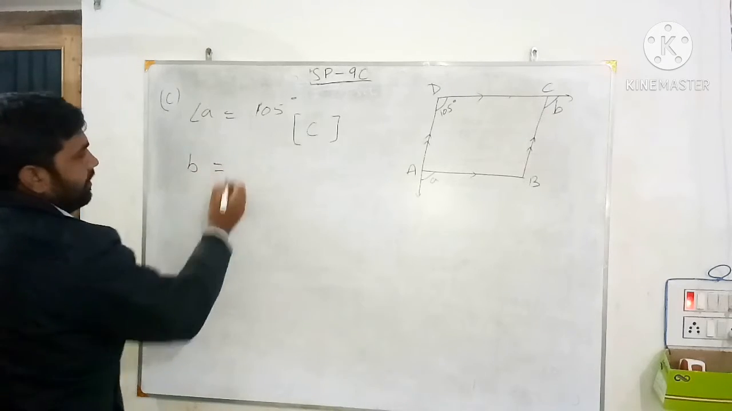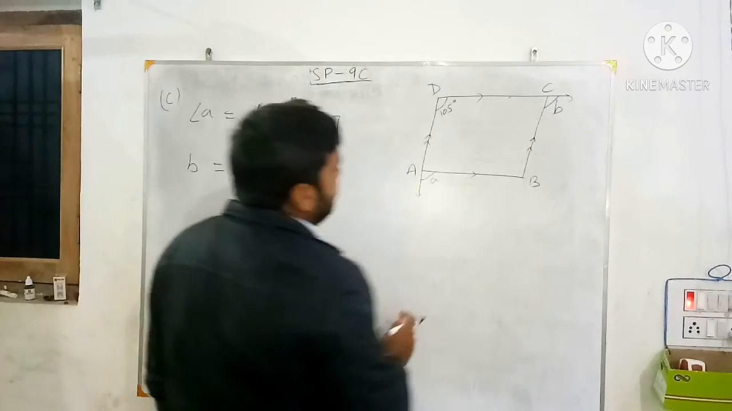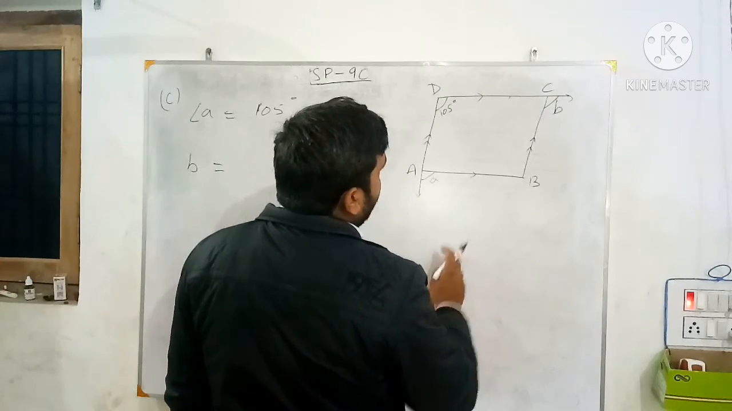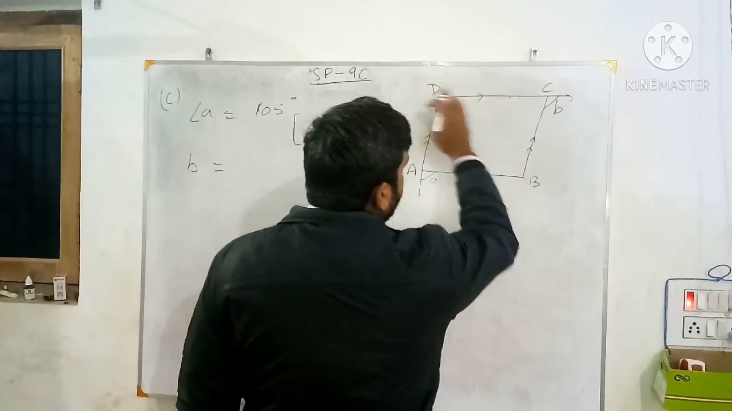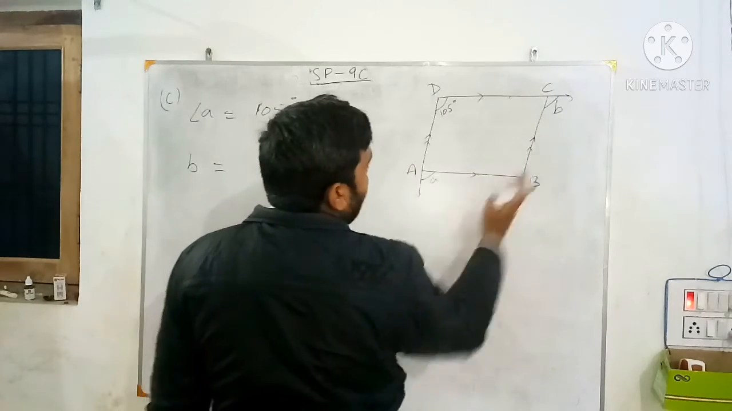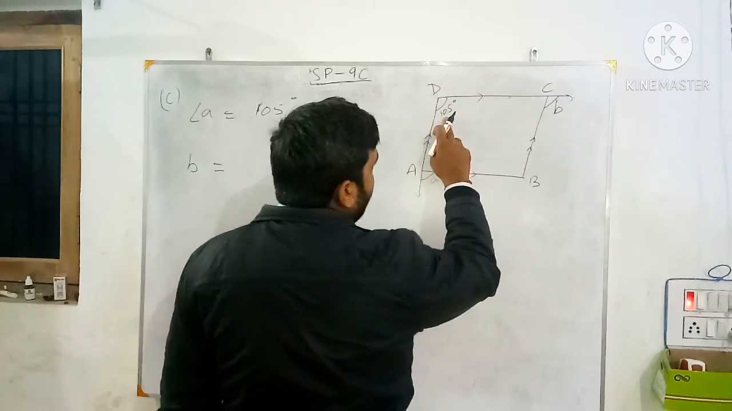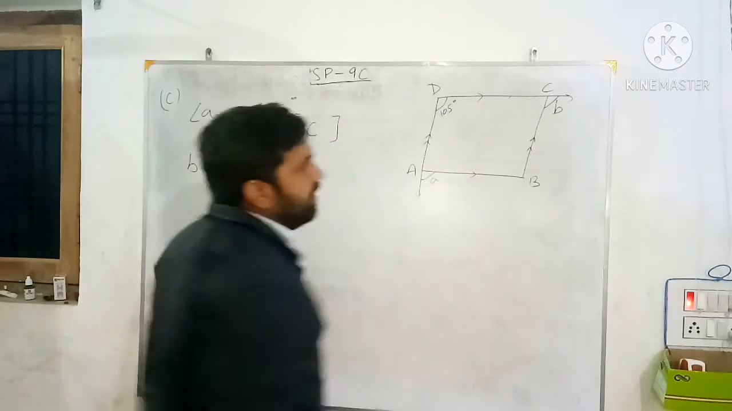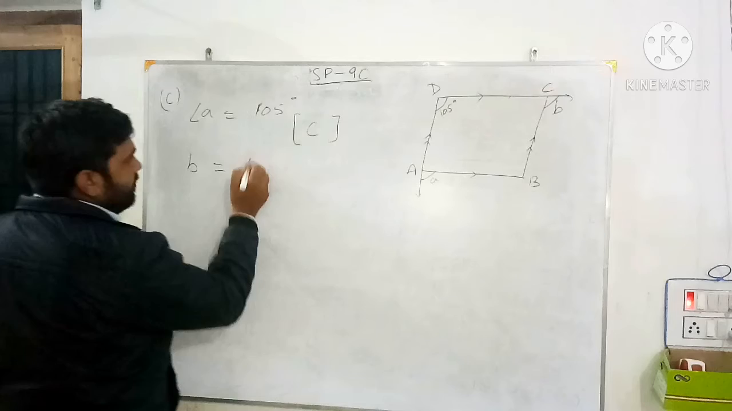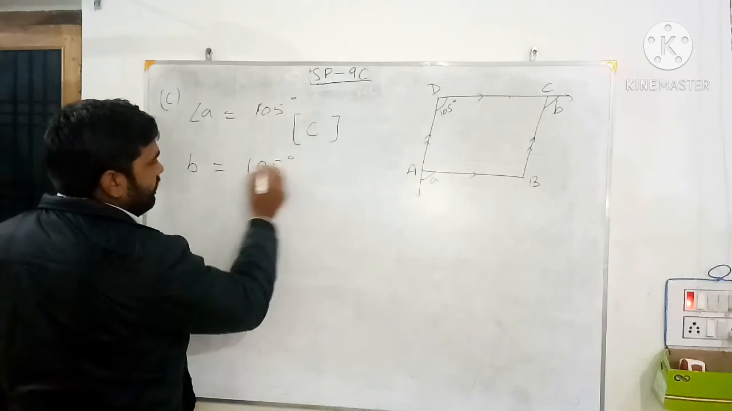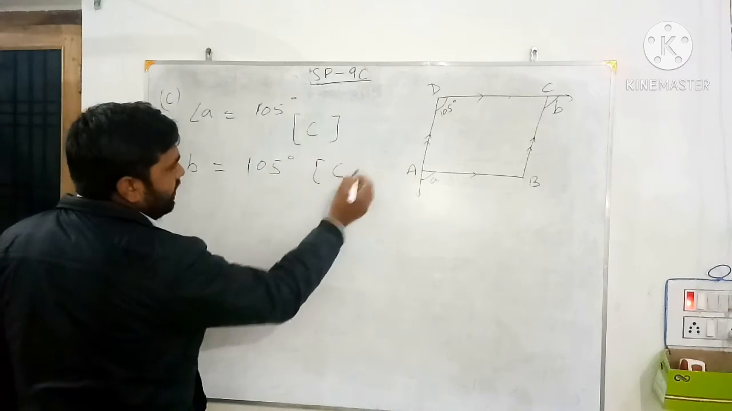What is angle B? Now here you can see these two are the parallel lines and this is the transversal. Now again you see this is the letter F. 105 is inside the parallel lines and B is outside the parallel lines. Again corresponding angle. Angle B equals 105 degrees. Same reason, corresponding angle only.